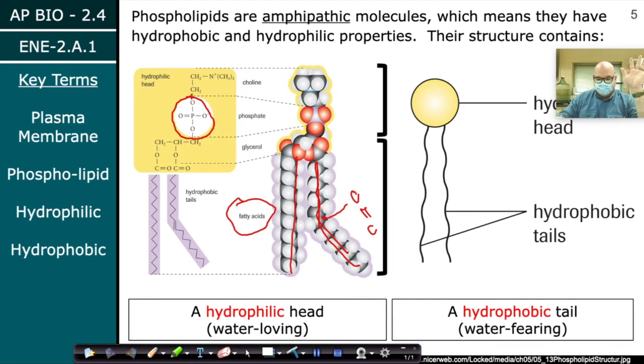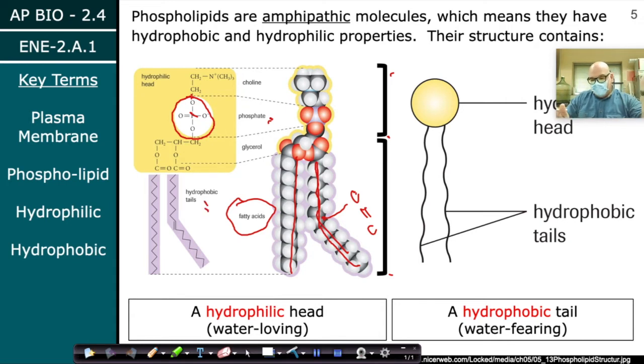I'll never ask you to memorize this, but I might ask you at least what these two parts are and what they're made of. There's a phosphate group up here, and there are two fatty acids, which are lipids, and that's why they're called phospholipids.